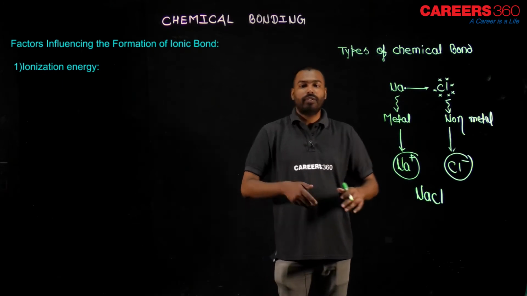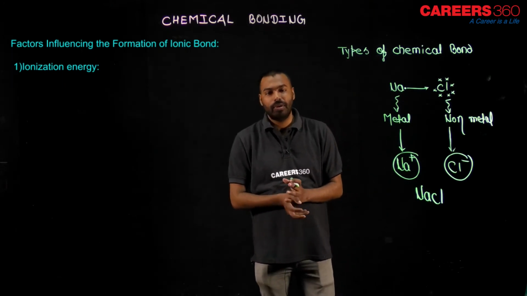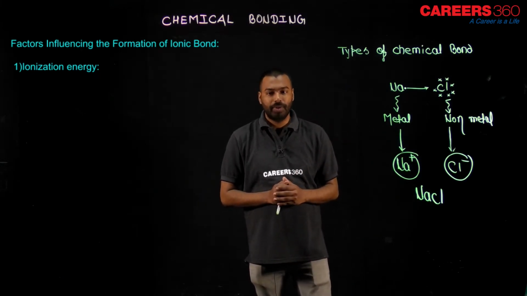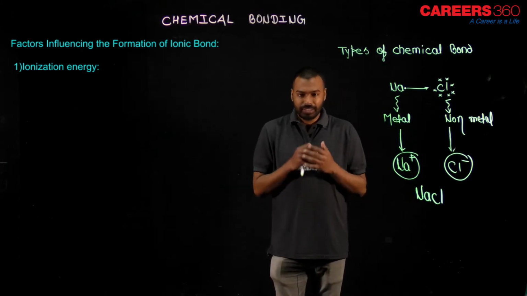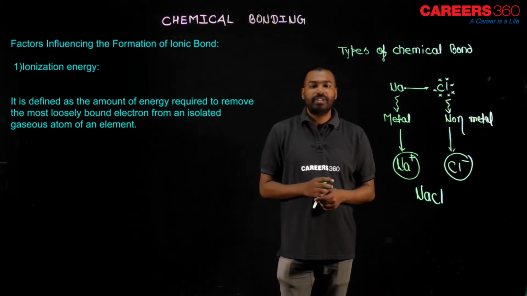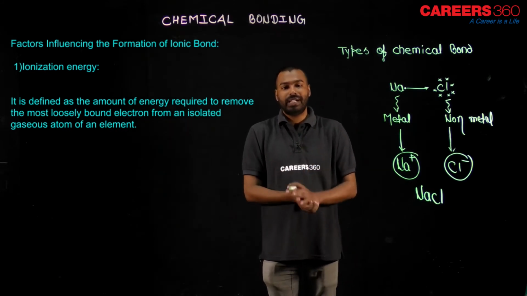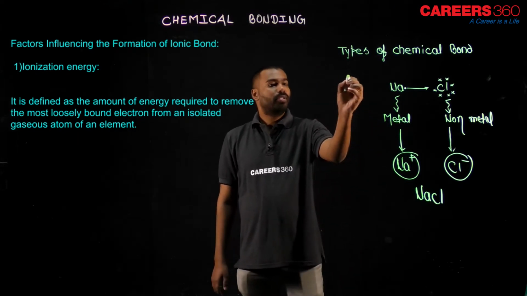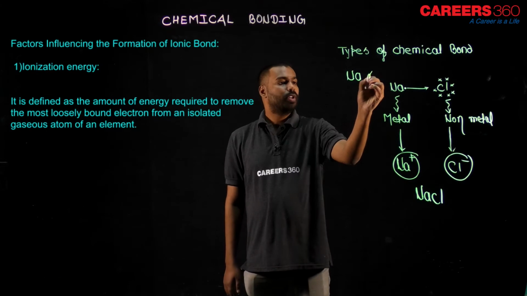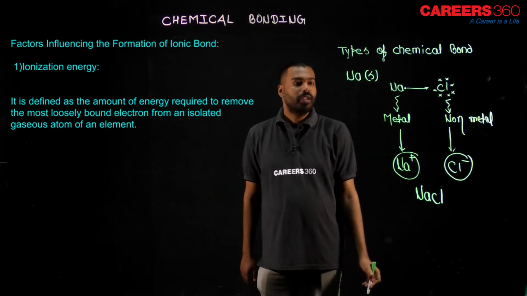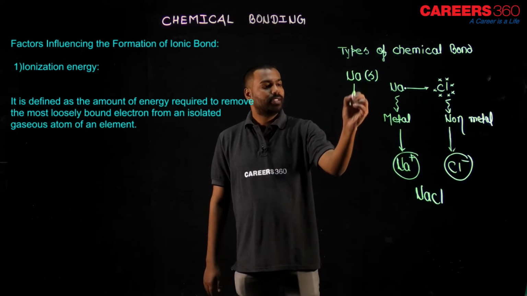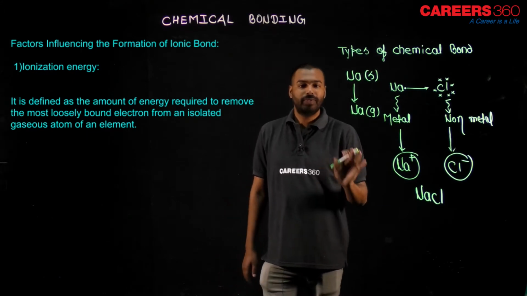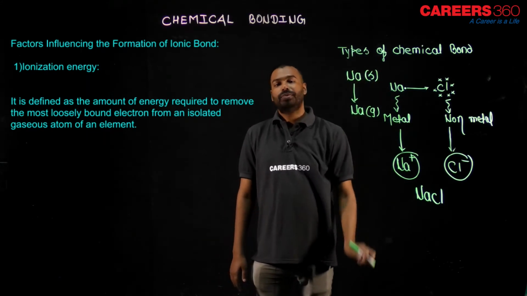Factors affecting the formation of ionic bond. Dear student, there are 3 factors which majorly affect the formation of ionic bond. The first factor is ionization energy. What is ionization energy and how does it affect the bond? Suppose I am talking about the sodium atom. Sodium is solid in nature. We convert this sodium into gaseous state. How to convert is a different question, not related to bonding. So, solid sodium is converted to sodium gas.